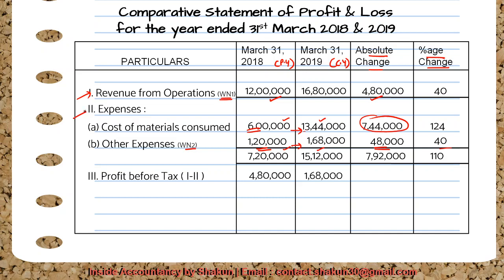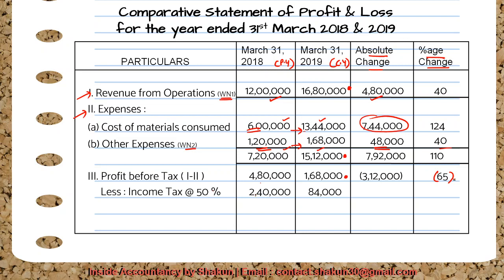Then next step is to calculate the profit before tax, which will be the total revenue minus the total expenses. So 12 lakh minus 7 lakh 20,000 is 4 lakh 80, and 16 lakh 80,000 minus 15 lakh 12,000 is 1 lakh 68,000. Again, for this also we'll calculate the absolute change and percentage change. Now since it is leading to a decrease, so I have written the amount in brackets, and the percentage also should be in brackets.